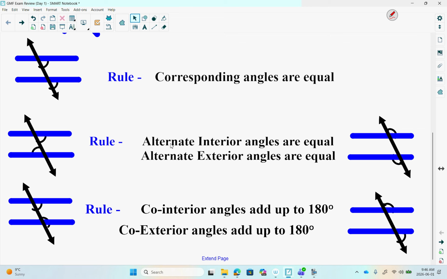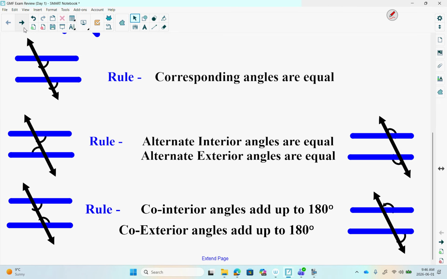Corresponding angles are equal. Alternate angles are equal. It doesn't matter if they're interior or exterior. And then the co-interior angles, those add up to 180. They are supplementary. Same thing with the co-exterior angles. They add up to 180.